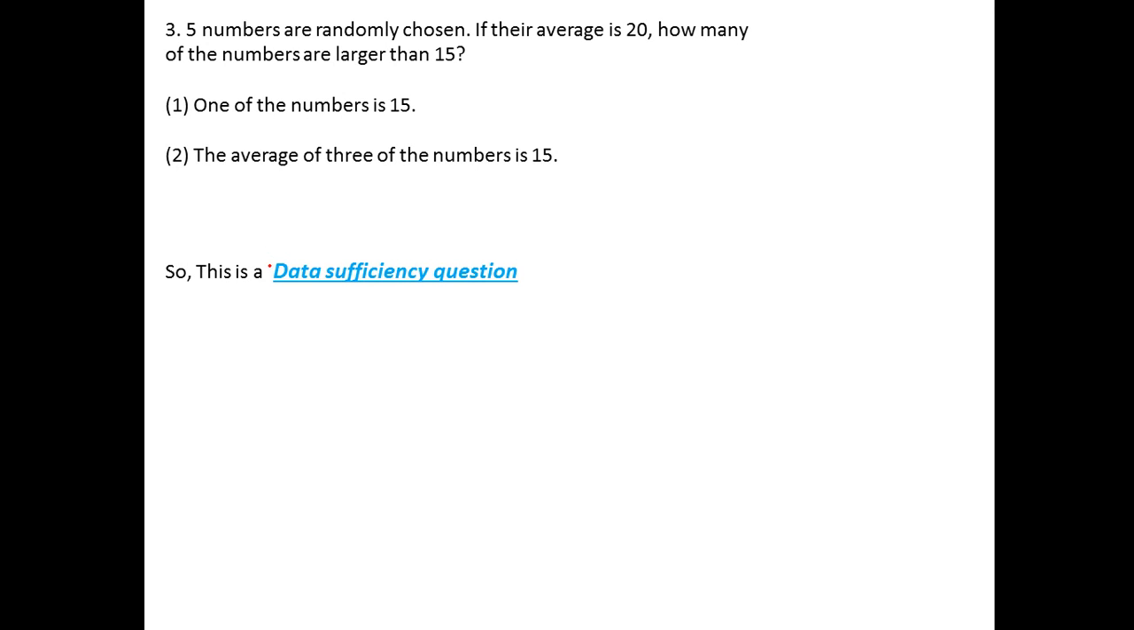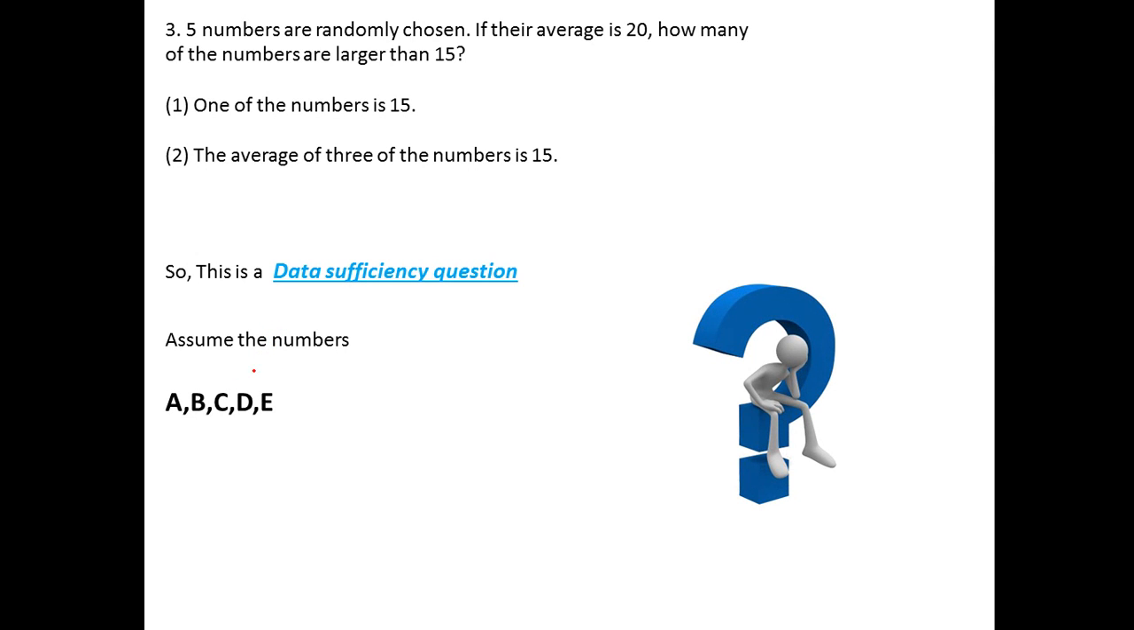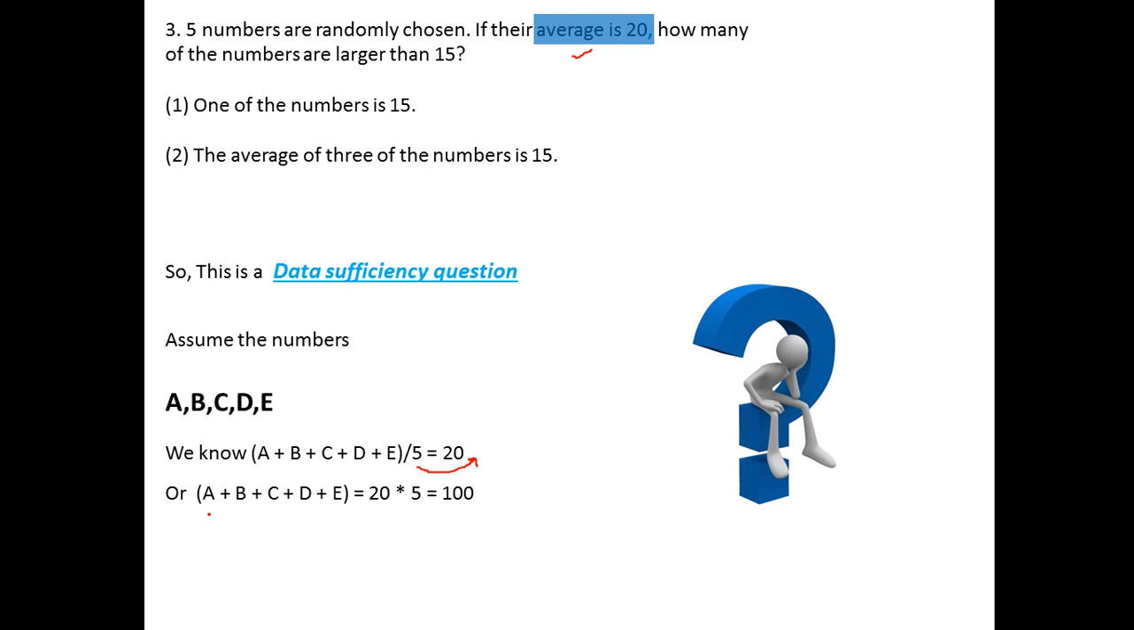So let us have a deeper look at the question. Let us assume the numbers. Let the numbers be A, B, C, D, and E. Alright. Now the average is 20. Alright. So I get A plus B plus C plus D plus E by 5 is equal to 20. Take this 5 to the right hand side and multiply it. I get A plus B plus C plus D plus E is equal to 20 multiplied by 5, that is 100. So I know this much information about A to E from the question.